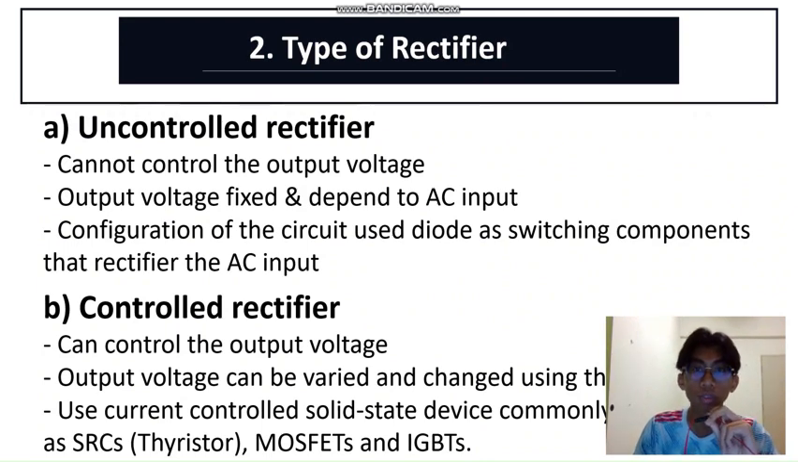There are two types of rectifier: uncontrolled rectifier and controlled rectifier. An uncontrolled rectifier cannot control the output voltage. Next, the output voltage is fixed and depends on the AC input. Lastly, the configuration of the circuit uses diodes as the switching component that rectify the AC input.